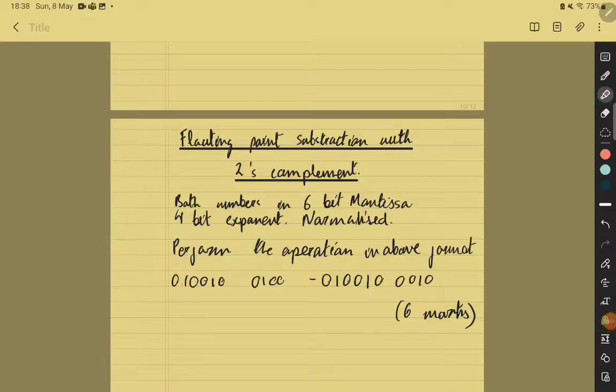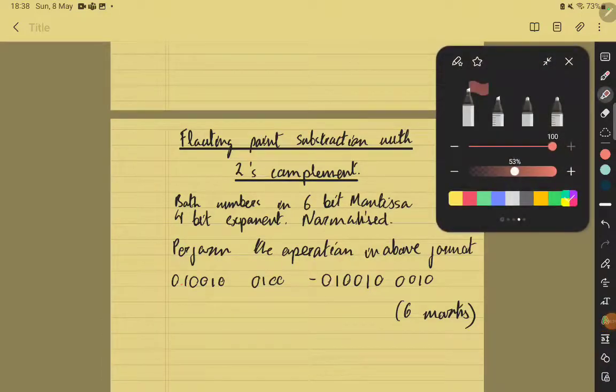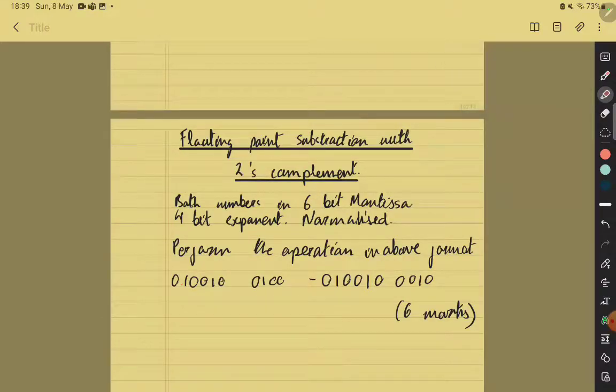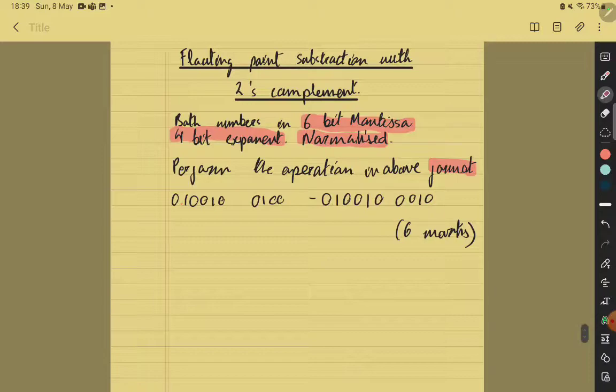I'm going to teach you the OCR A-level computer science floating point subtraction using both the regular method of subtraction and 2's complement. So first, let's look at the question. In this example, both numbers are in the 6-bit mantissa and a 4-bit exponent, and they're both normalized. We need to perform the operation in the above format. So the result has to be in a 6-bit mantissa and a 4-bit exponent.